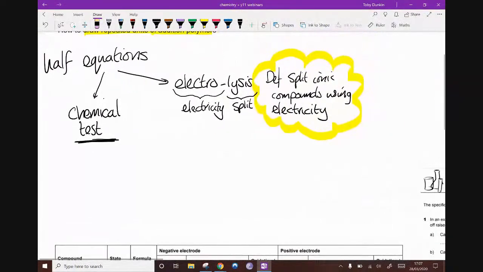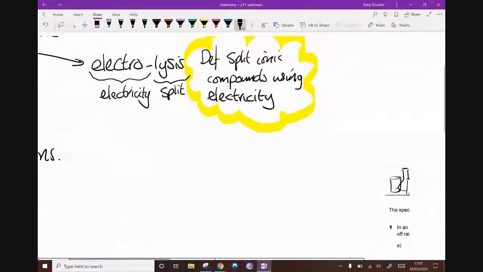So in chemical tests, you come across half equations, but there's no electrons. That's something we can talk about later if you want me to. Just let me know. Otherwise, I'll focus on the electrolysis bit.